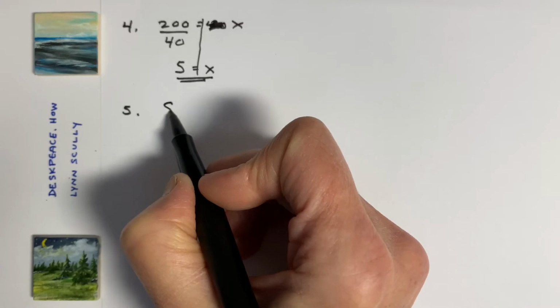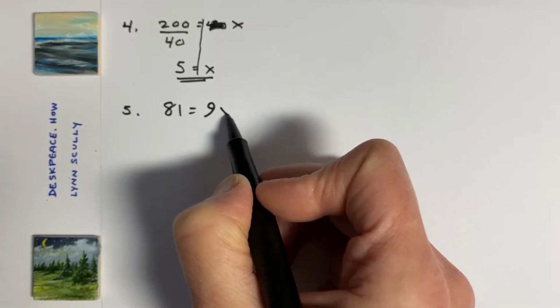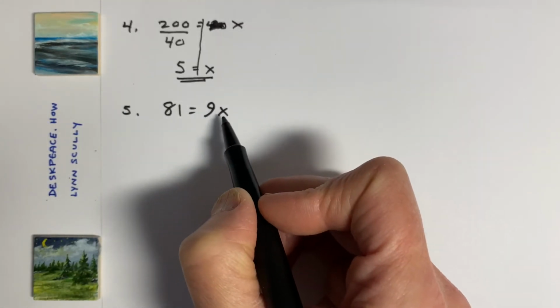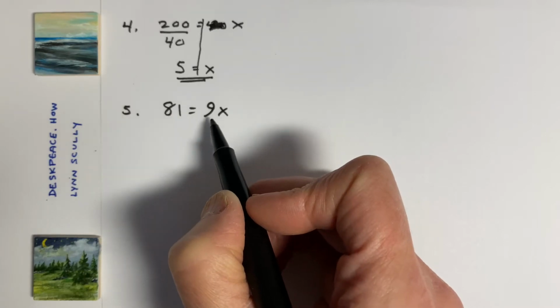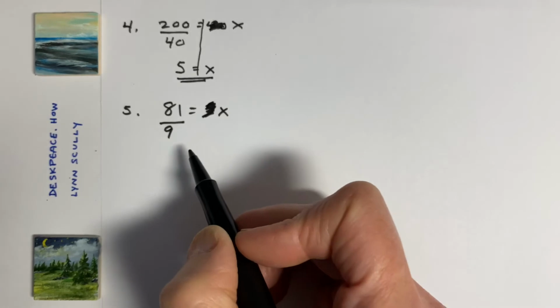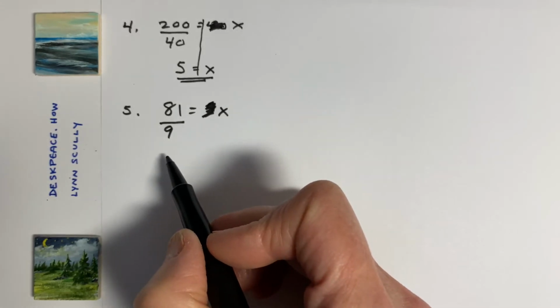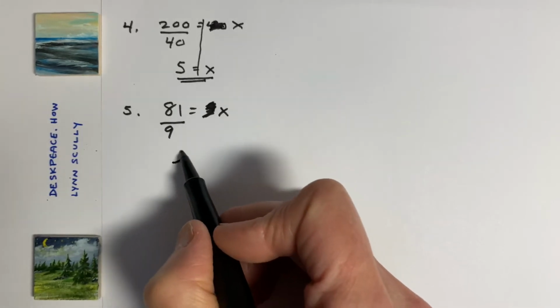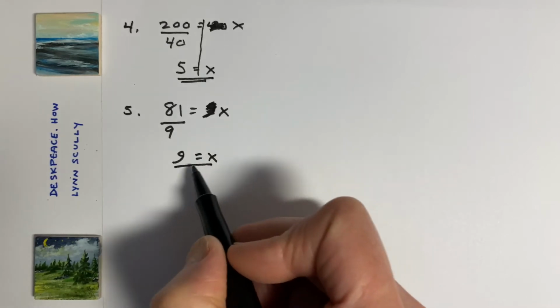Number 5, 81 equals 9x. X is my variable. I want to get it alone. The 9 is attached by multiplication. Move it by division to the other side of the equal sign. One of my perfect integer square patterns. 81 divided by 9 is 9.